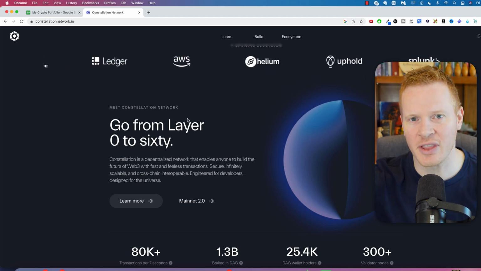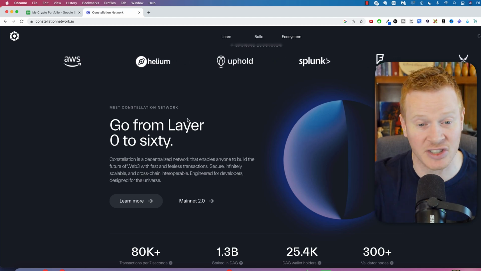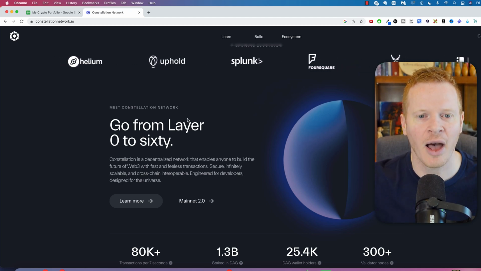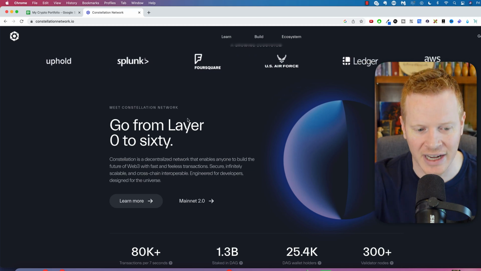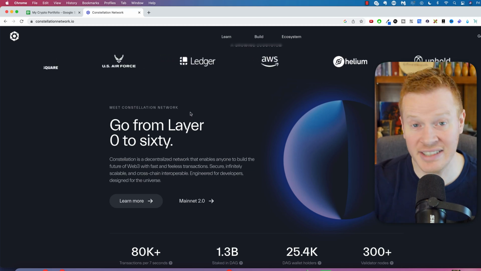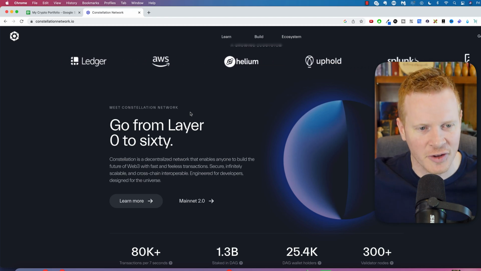Again, if you're wanting to use the blockchain a lot, you can't be paying gas fees, and it can't be slow at all. So I think a lot of companies that need super fast, no gas fee transactions are going to come to some directed acyclic graph, whether it's Constellation. There are a few others.